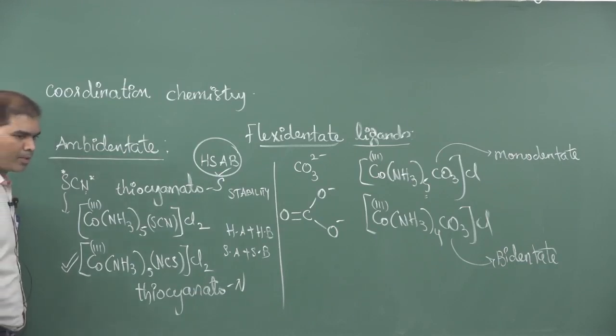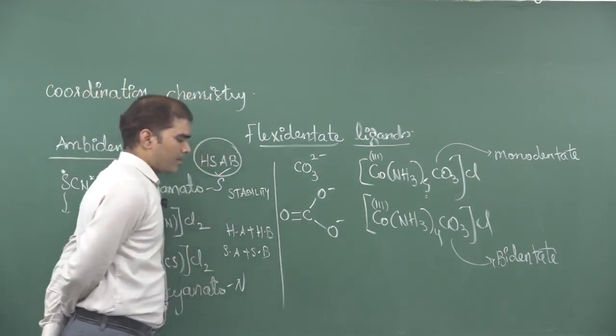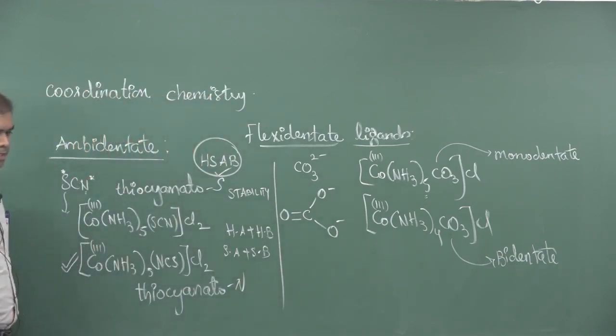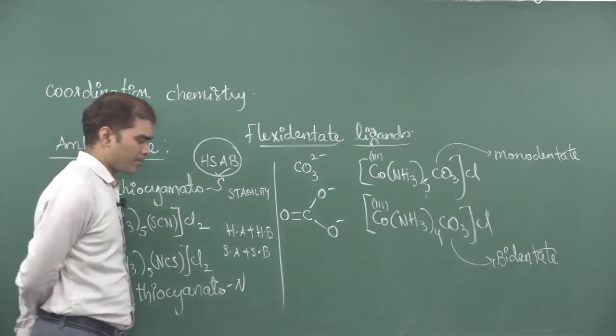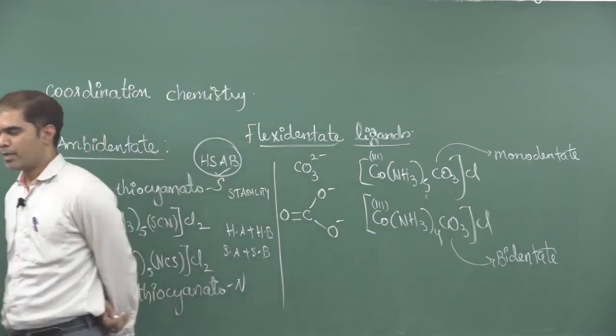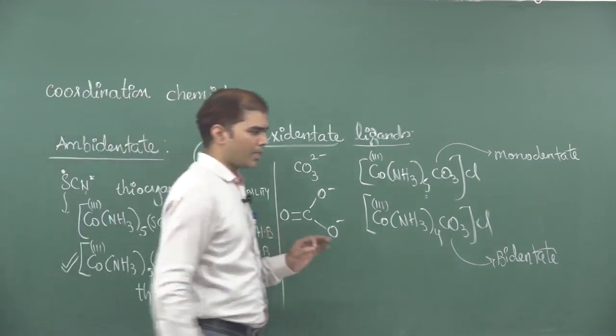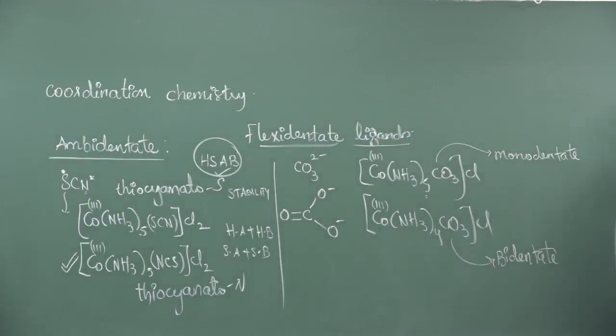In bracket you can write cobalt 3 is hard acid, nitrogen is a hard base comparatively, so it is only a relative term. As such, nitrogen cannot be called hard. With respect to sulfur, we are calling it hard. It is a relative term.